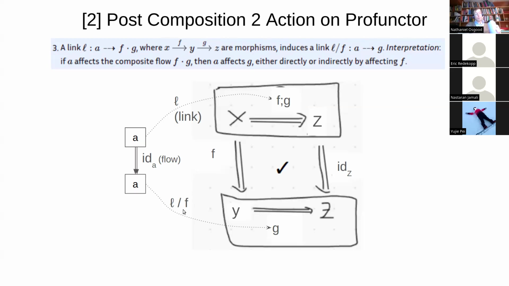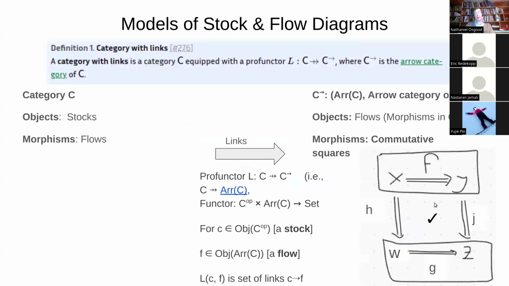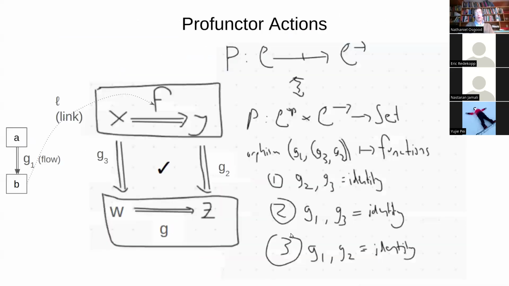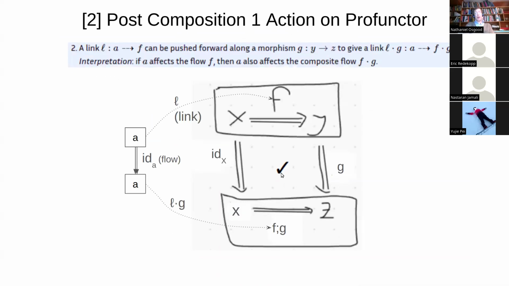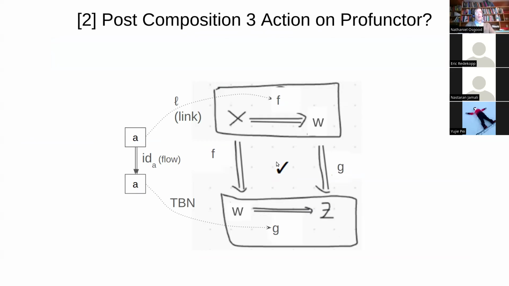Here's L quotient F. Remember, for this to be a morphism in this category, arrow C, it has to compose. And so we're restricted in the number of cells where this composes. Now, I may well be wrong here.